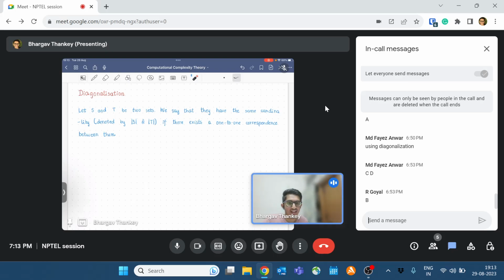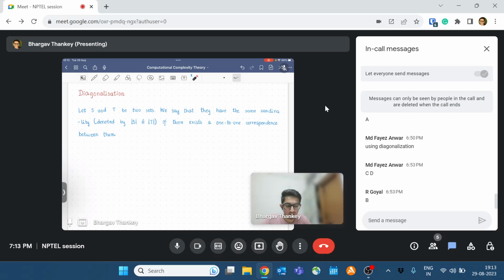Why? Because consider any finite set. If it has size n, then there is a one-to-one correspondence between the set 1, 2, 3 up to n and that set, right? So you can say that that set has size n. So is this relationship between cardinality and size clear?